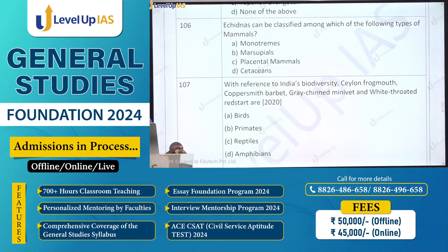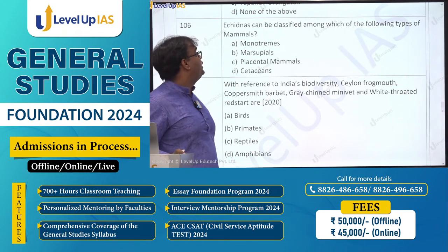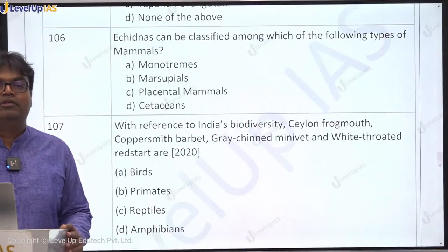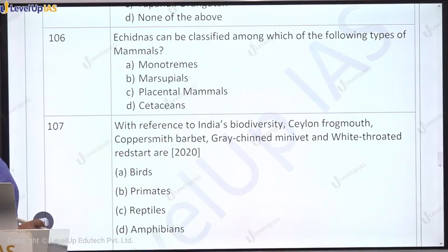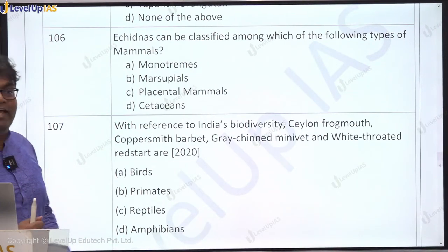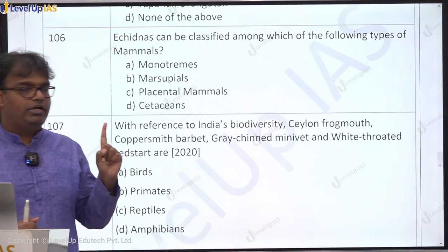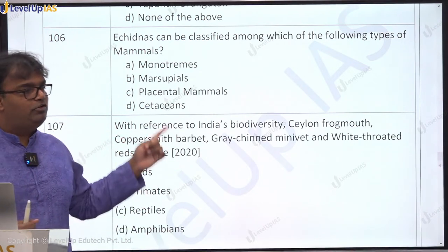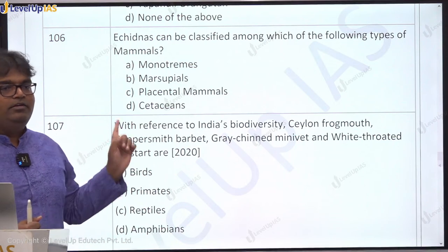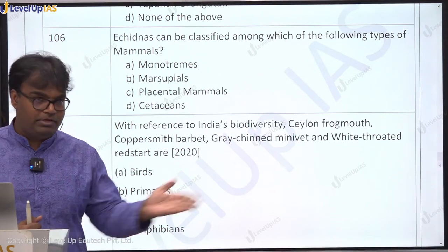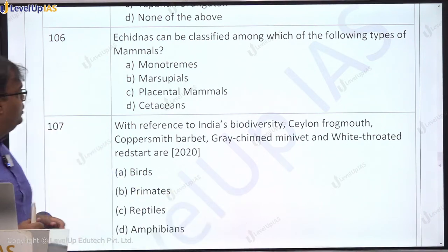Echidnas can be classified among which of the following types of mammals? Monotremes, the egg-giving ones. There are only two types: the duck-billed platypus and four species of echidnas. They are monotremes, that is, egg-laying. We read this just yesterday in the updates too, right?